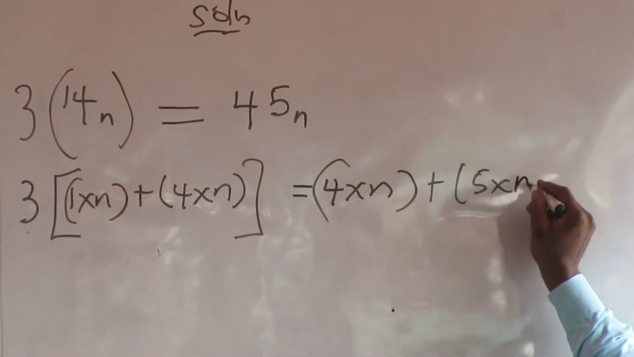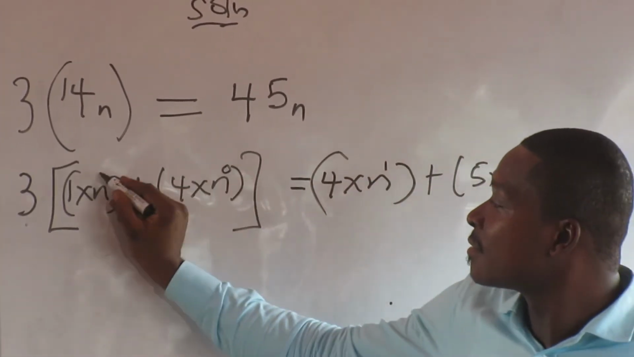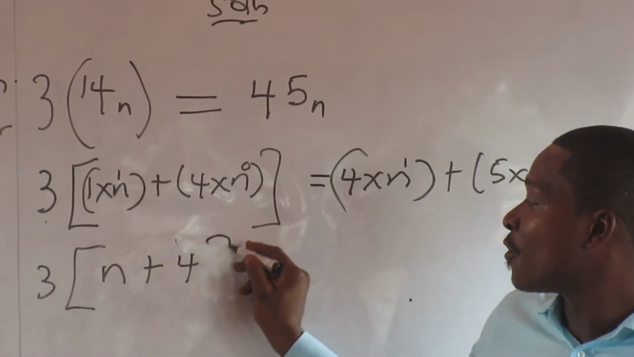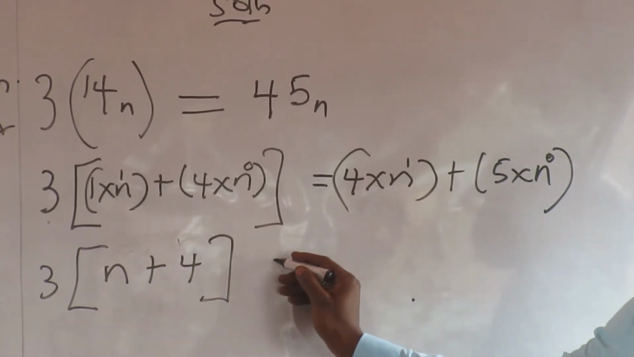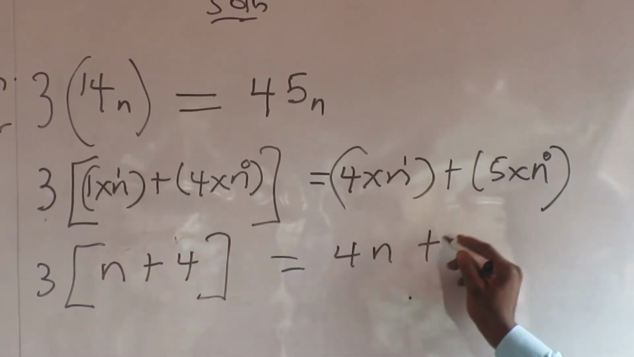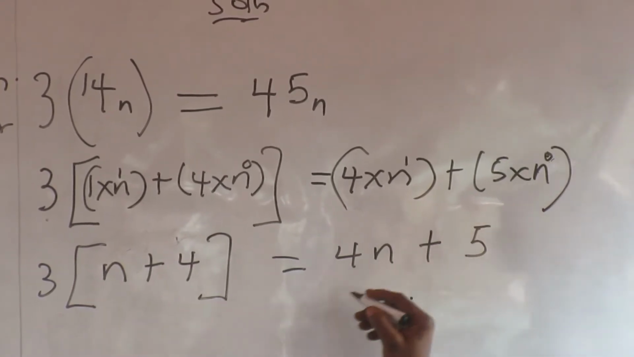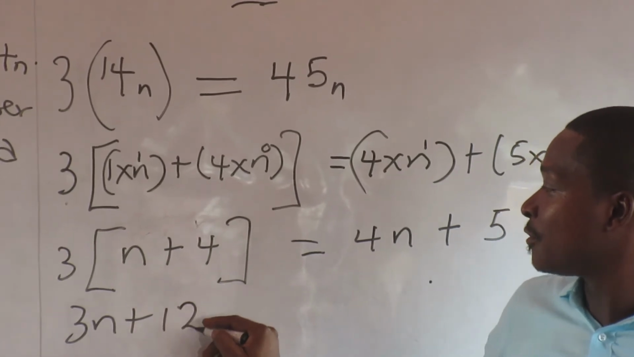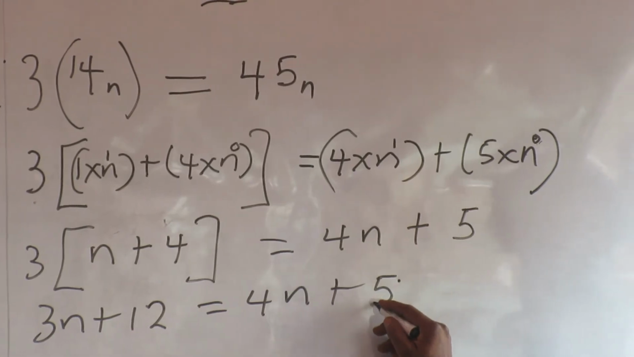Plus 5 times n. So powers, not continuous. Now that is n plus 4. Every number raised above 0 is 1. So 4, 1, 4. Are you okay here? Good. Now that is 4n. Every number raised above 0 is still 1. So 5. I have 3n plus 12. 4, 3, 12. Equals 4n plus 5.